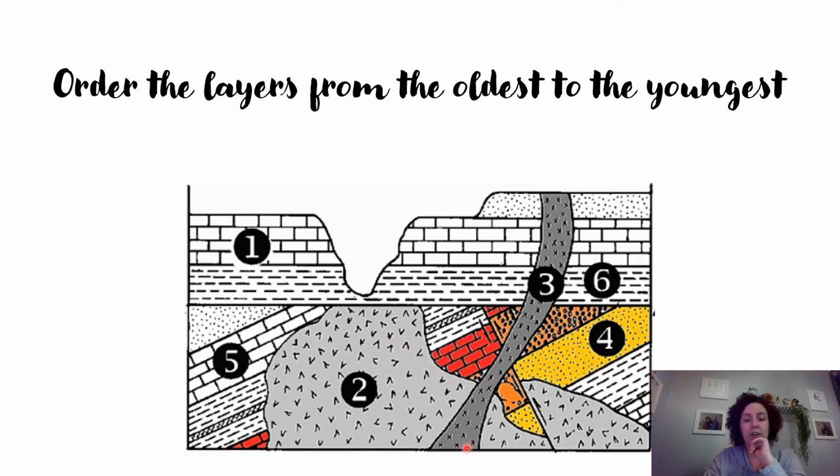Now, looking at 3, yes, it cuts across, so it's younger. But it also cuts across 6 and 1. So, again, law of superposition, 6 should be older than 1 because it is below it. And then you have 1, and then 3 is the youngest of them all. So your order from oldest to youngest should be 4, 5, 2, 6, 1, 3. If you're super confused right now, please pause this, come chat with me.